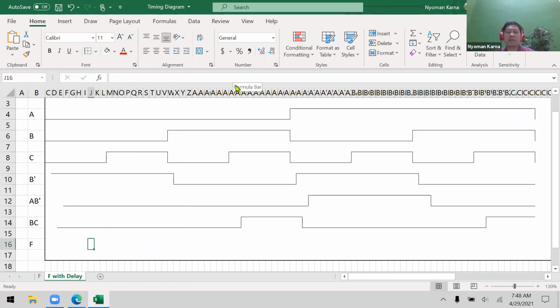Now we're going to add A B naught plus B C. However, we need to have 2 millisecond delay. So 0 plus 0 is 0. So this will become 0. But we're going to start after 1, 2 millisecond. So this is the start of F. And then there is also 2 millisecond delay in here. So we're going to have this one.